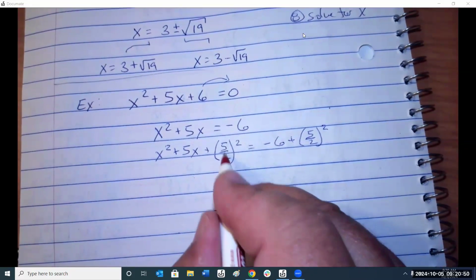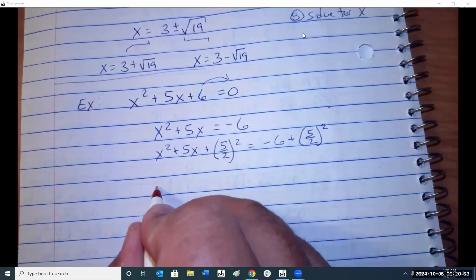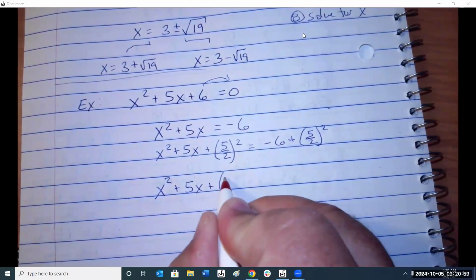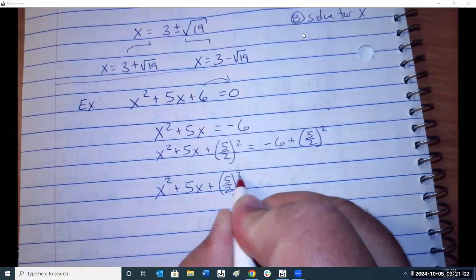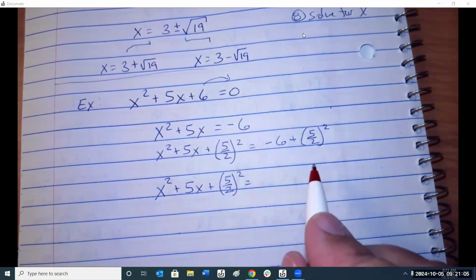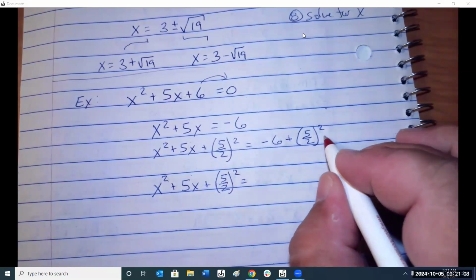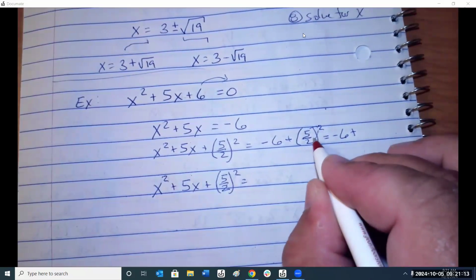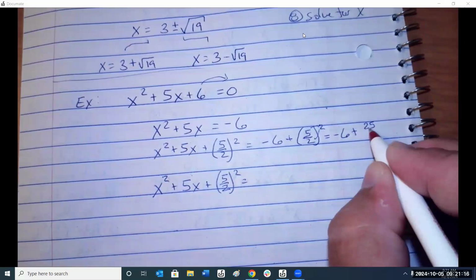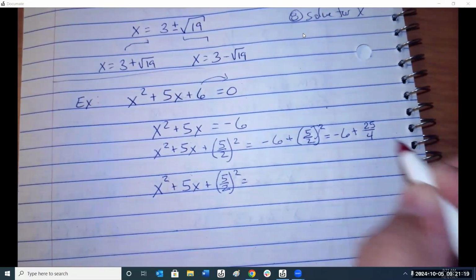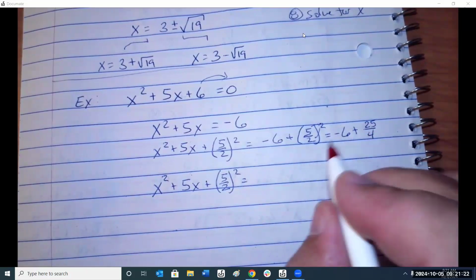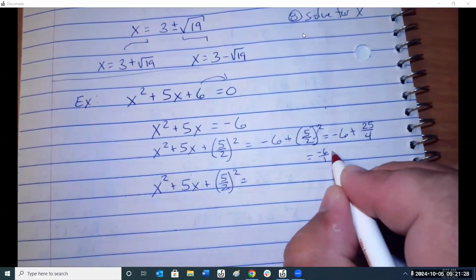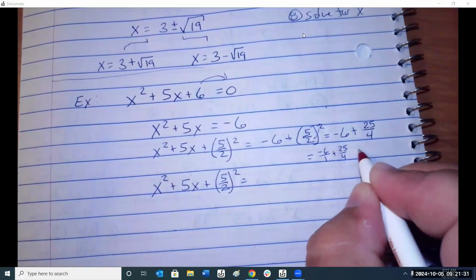The left side, only do inside there if you can. Can't do anything, so it's done for right now. But on the right-hand side, we have to work it out. We don't have a choice. So we get -6 plus (5 over 2) squared. So we square top: 5 times 5 is 25, 2 times 2 is 4. We need to have a common denominator. So we have -6 over 1 plus 25 over 4.